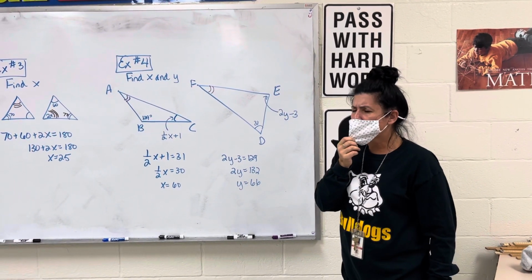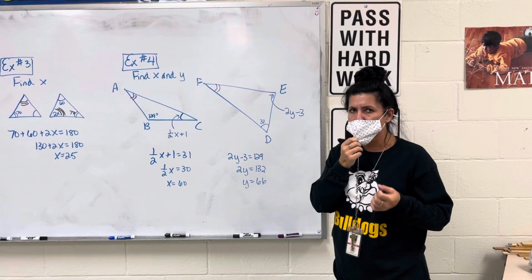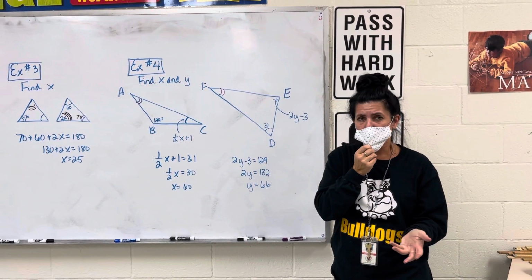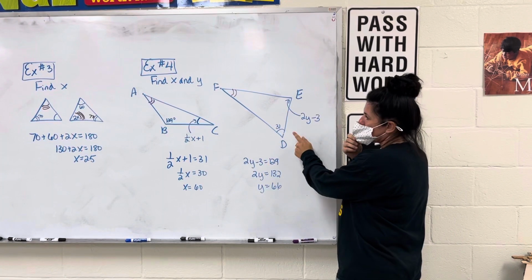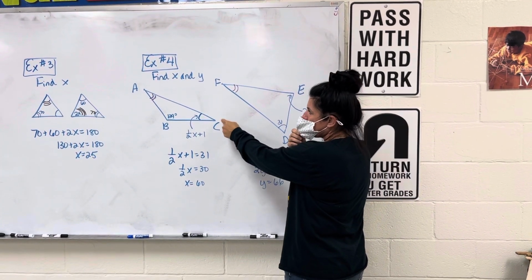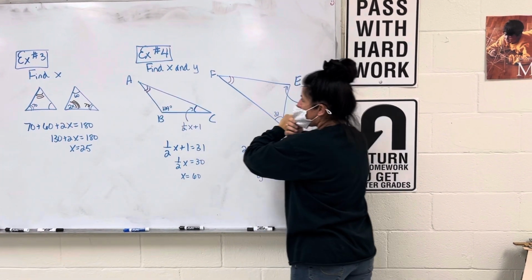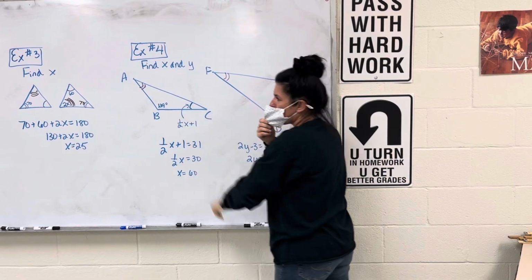The biggest thing you need to be careful of is making sure that you have the angles set up appropriately according to the corresponding parts. So D and C are corresponding, F and A are corresponding, and E and B are corresponding, which means they would be congruent.